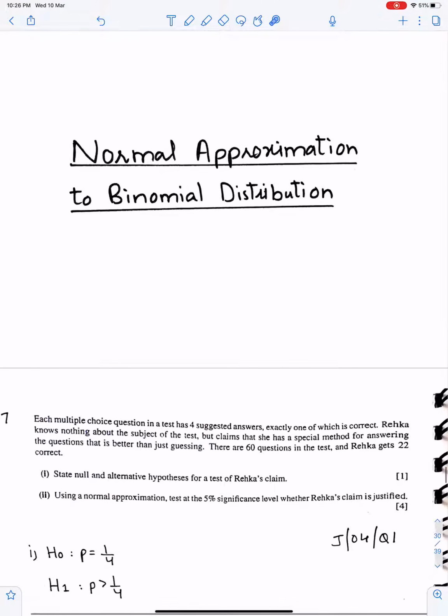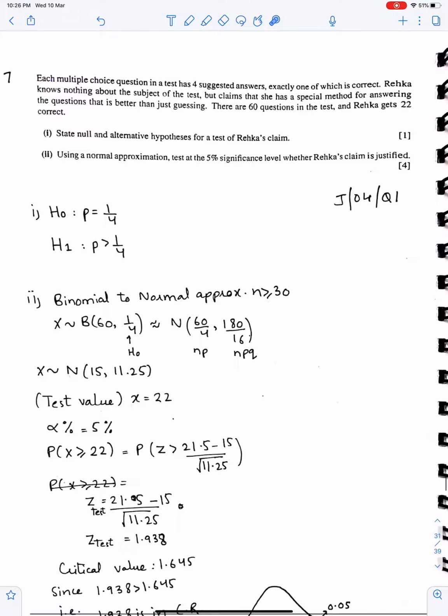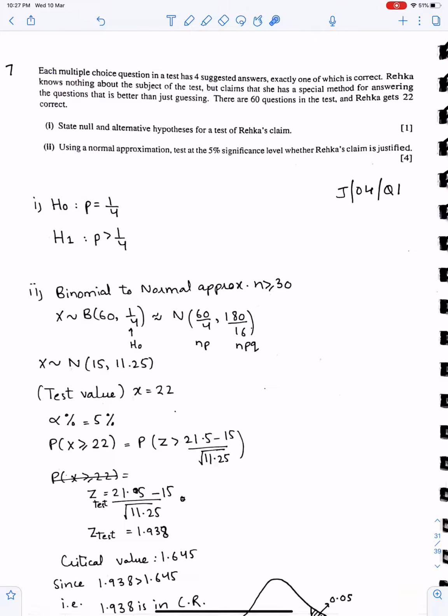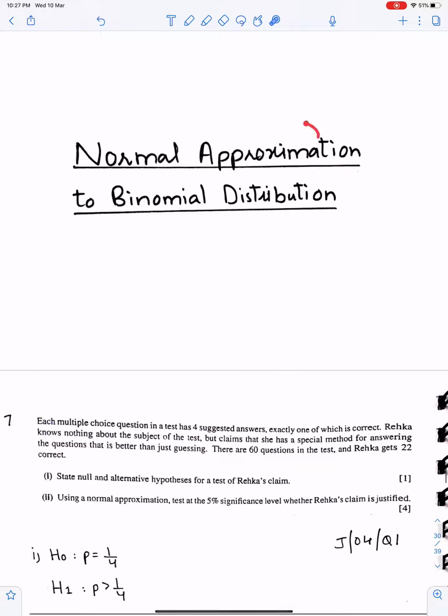Now the topic is normal approximation to binomial distribution. We did this thing in S1. Here we have to do continuity correction as well. When do we do normal approximation? I discussed this thing in my first lecture of testing. Basically, we do normal approximation to binomial distribution when n is greater or equal to 30. This is the hint.